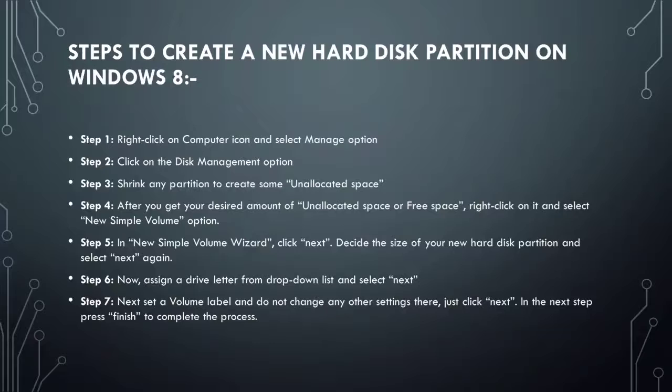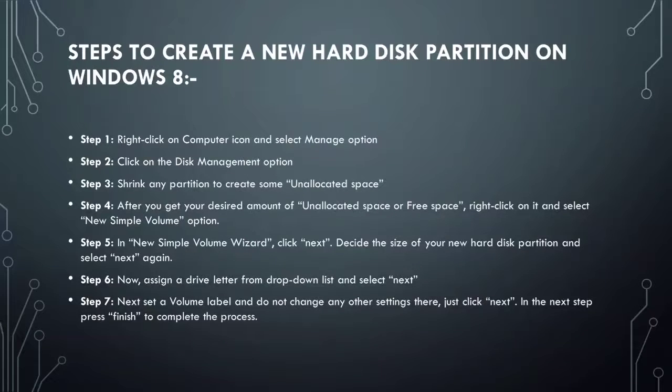These are the steps to create a new hard disk partition on Windows 8. First, we need to right click on the Computer icon and select the Manage option. After that, click on the Disk Management option. Step 3, we have to shrink any partition to create some unallocated space.